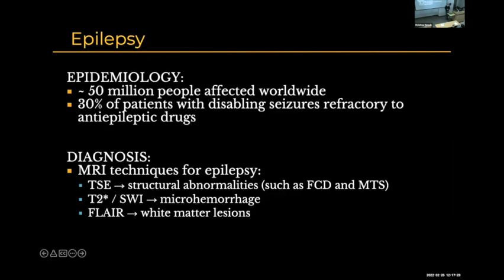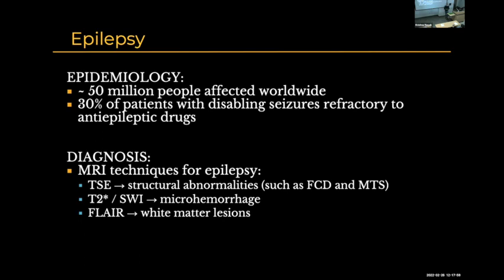Also for epilepsy, there are some applications of ultra field MRI. Epilepsy affects 50 million people worldwide, and unfortunately 30% of these patients have disabling seizures, which are not responsive to treatment. And MRI is useful to understand what's the cause of these seizures, especially in patients with focal seizures.